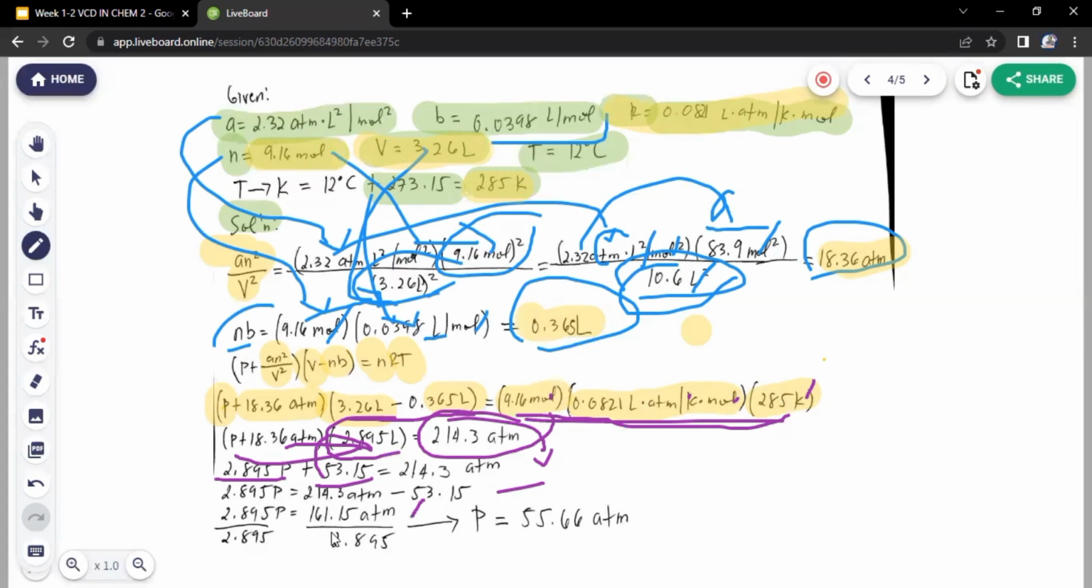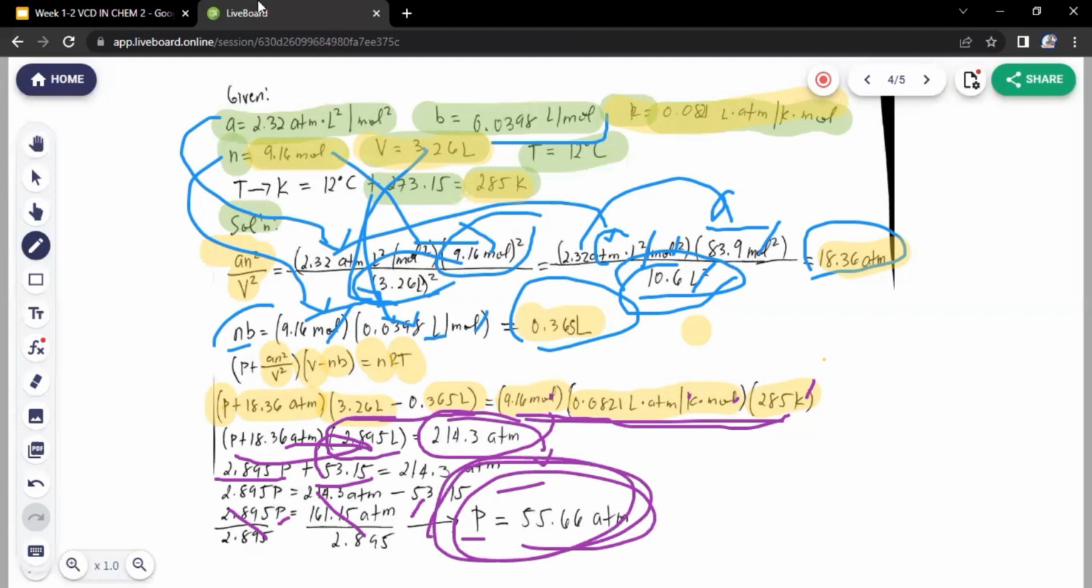Divide both sides by 2.895. Cancel 2.895 divided by 2.895, cancel because they are similar. You will be left with the pressure variable here. Then the next thing that you need to do is divide 161.15 divided by 2.895. You will have the value for pressure, which is 55.66 atmospheric pressure. This is the answer. All right.